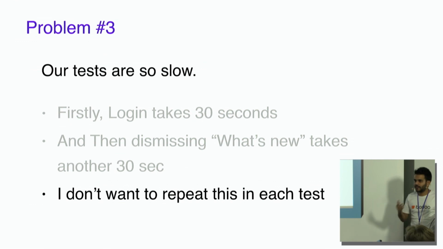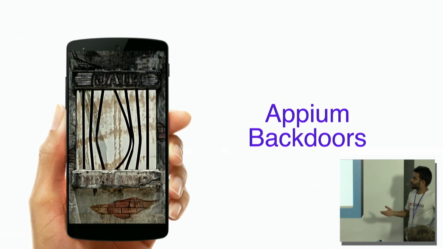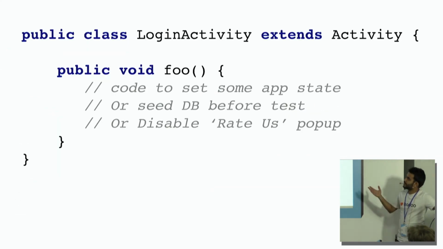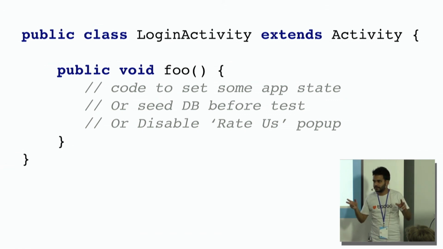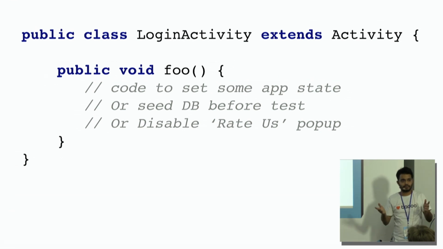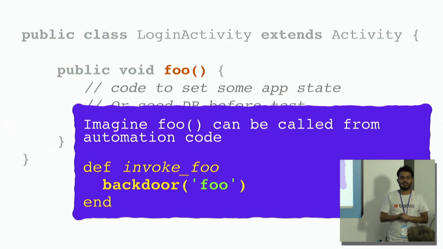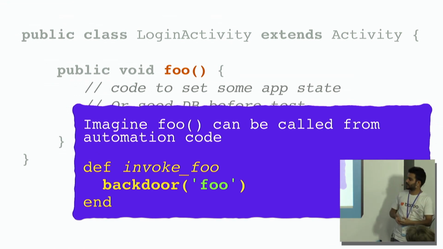That brings me to the point of what if your test could tell your app, and that's the point of backdoors. So this is the code of, let's say, an Android application wherein you have a class called login activity, and you can define a method, let's say method foo, and write some code in this method, like disabling the random pop-ups, mocking the phone flip action, or seeding some database values, whatever will help you to test. You could call this method from your test automation code. We usually use Ruby, so imagine you can call it using some API, let's say backdoor, and the name of the method foo, and the method gets invoked for you, right? So backdoors are basically a way of invoking application code using your test automation code.